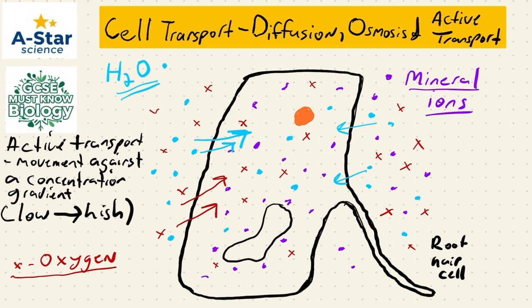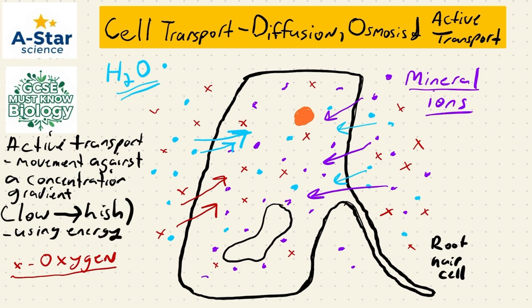So even though there is a higher number of purple dots on the inside of the root hair cell, the plant is going to use active transport to move the mineral ions into the cell. Now, we said that osmosis and diffusion work down a concentration gradient, but active transport works against it. How does the plant do that? It does this using energy. So active transport involves the use of energy.